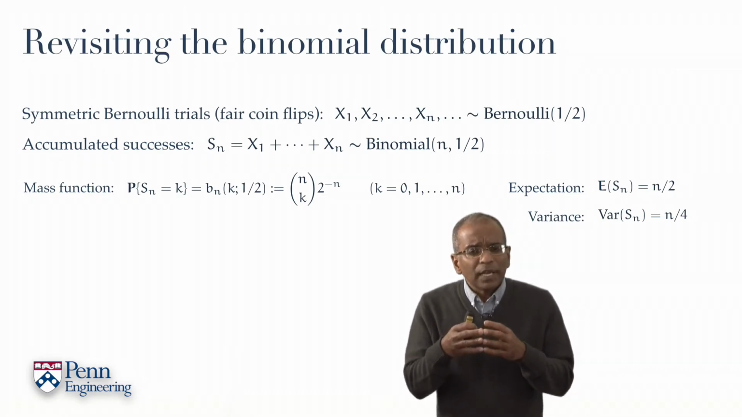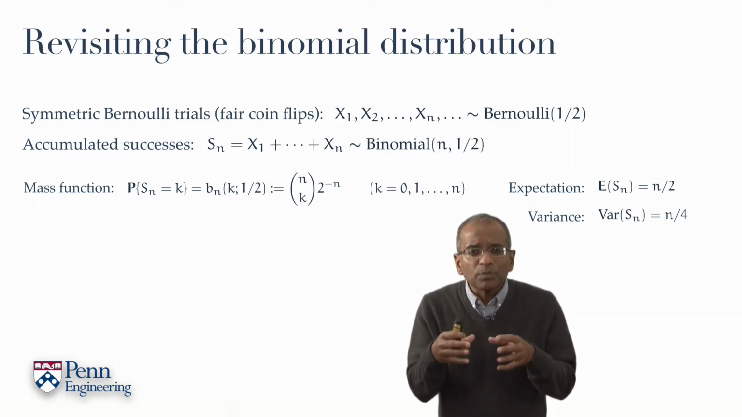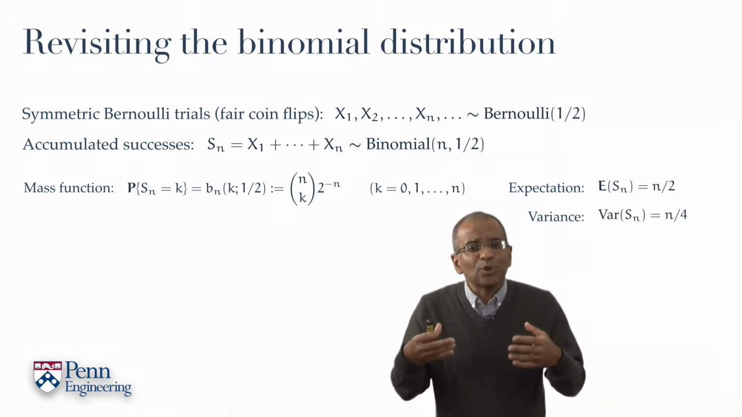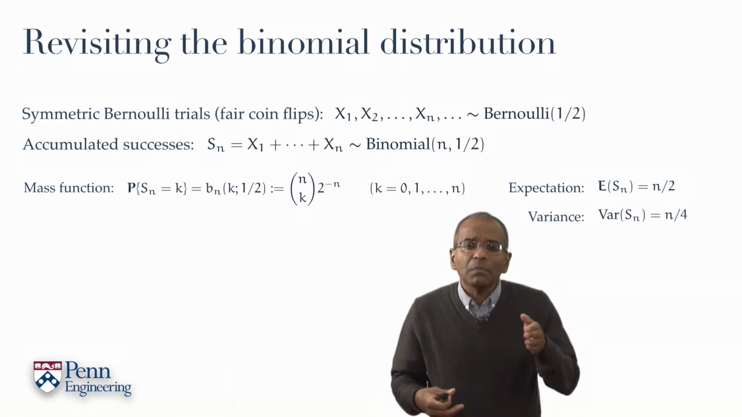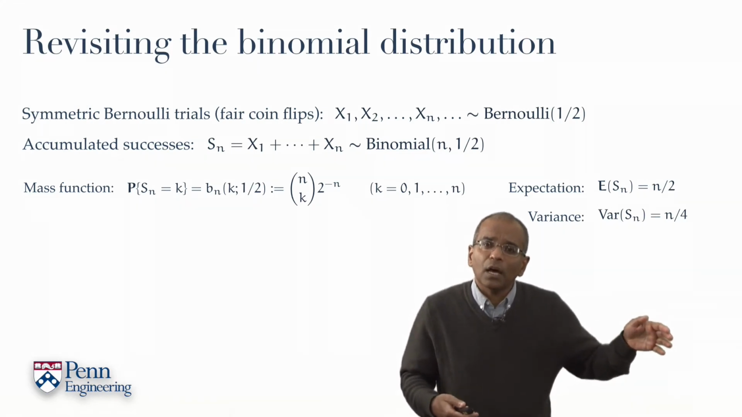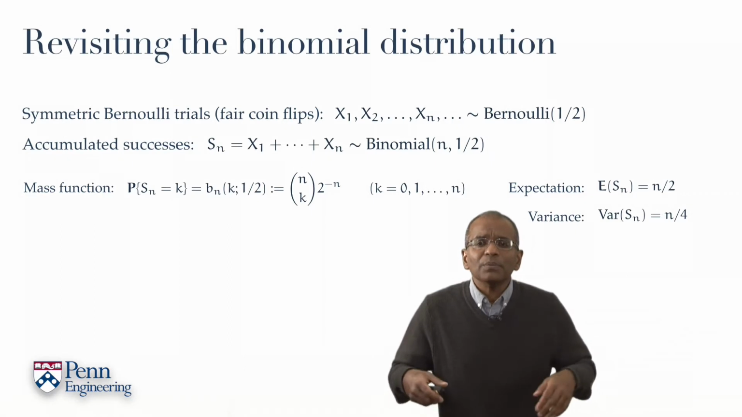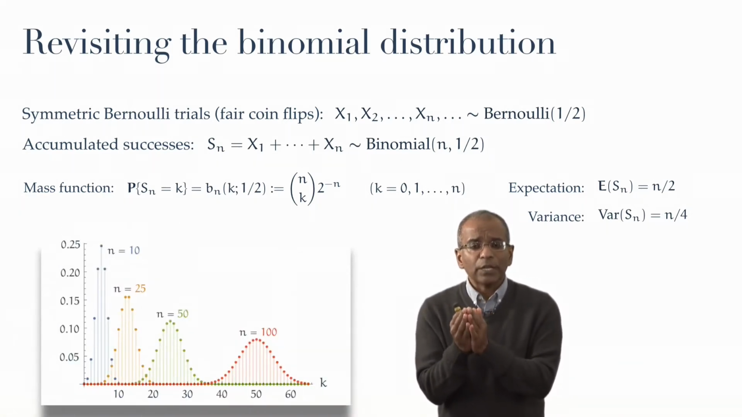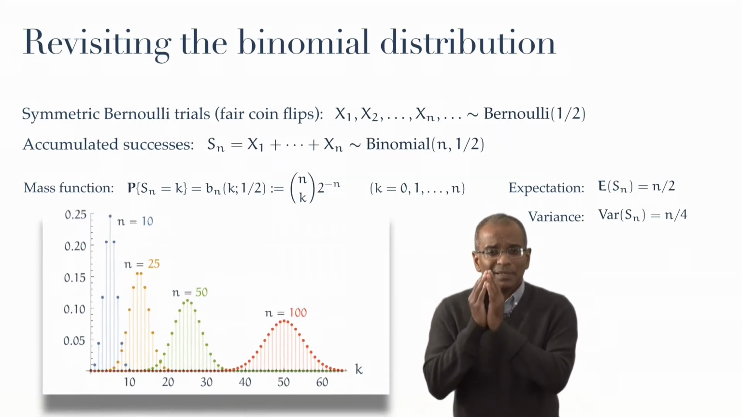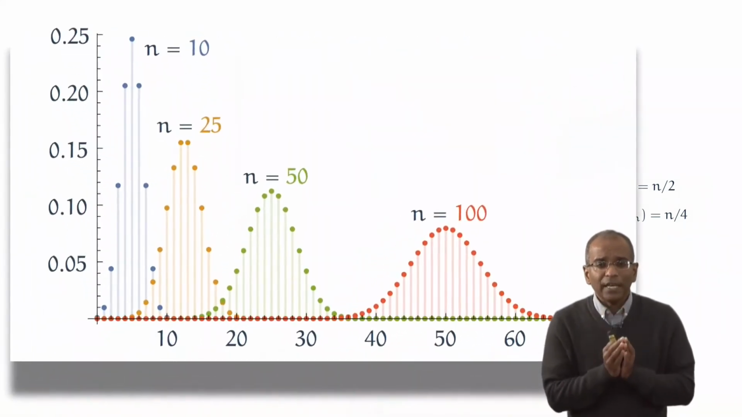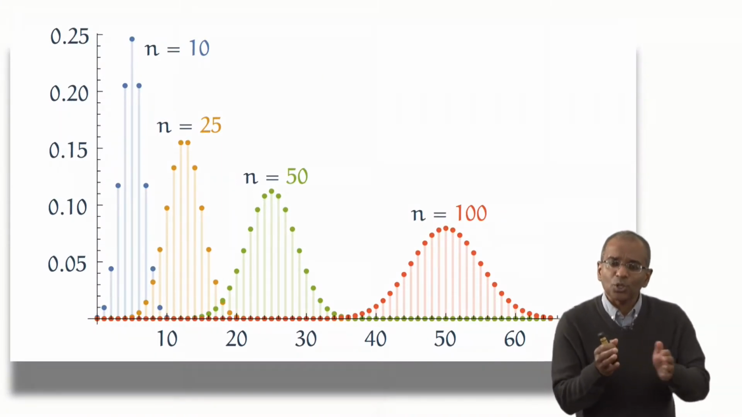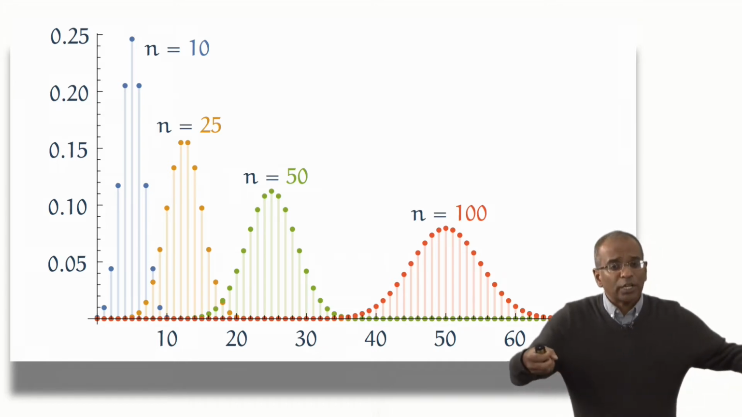By now we have a fairly good understanding of this most basic of objects, the binomial. The question at hand is, how does this distribution behave as n marches on and becomes larger and larger and larger? And so here are a couple of pictures. So we look at a sequence of values, n is 10, 25, 50, and 100. And as you can see, the distribution marches on to the right, getting increasingly spread out and more congested.